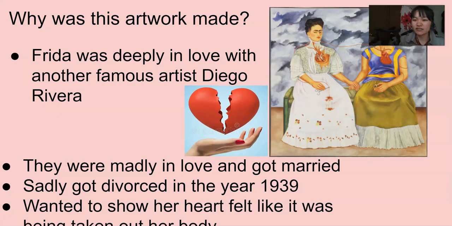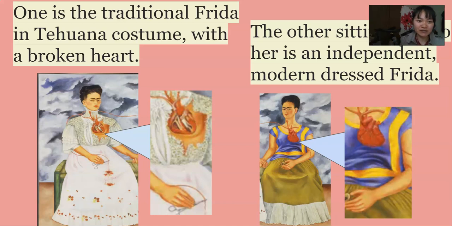and she had a really, really great heartbreak because of this divorce. All right, and as you can see, on one side of the painting is her traditional Mexican attire with a broken heart that she felt from Diego. And the other side next to her is her independent side. Her modern dress, Frida has modern clothing. All right, so it shows in this artwork two sides that she had, two Fridas she had in her head. One was really heartbroken, but the other side was more about moving forward and being independent.